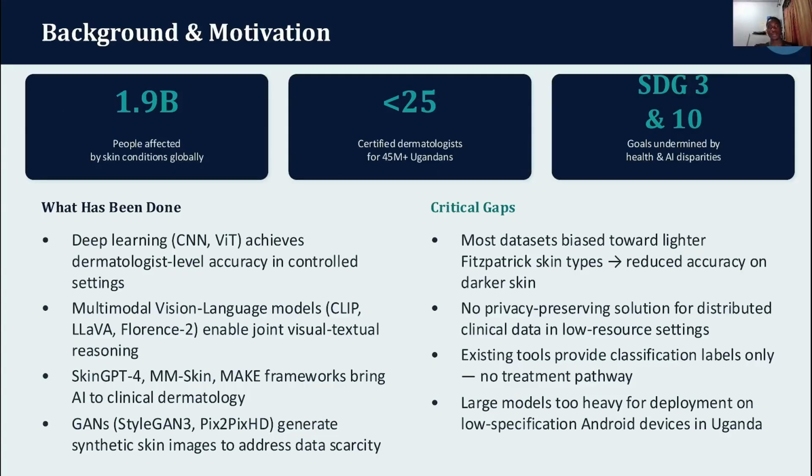So the background motivation for this project is we start with the figure around here. 1.9 billion people are affected globally by skin diseases. Here in Uganda, we have approximately less than 25 dermatologists for a population of 45 million Ugandans, and we have severe violations of SDG 3 and 10, which address health and AI disparities.